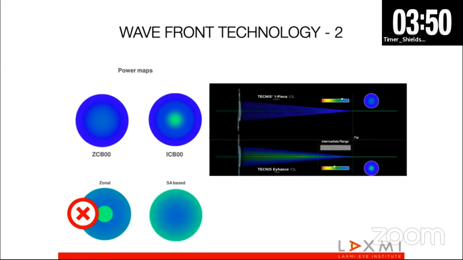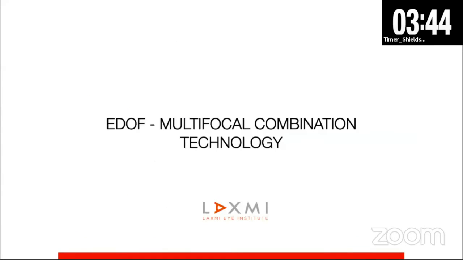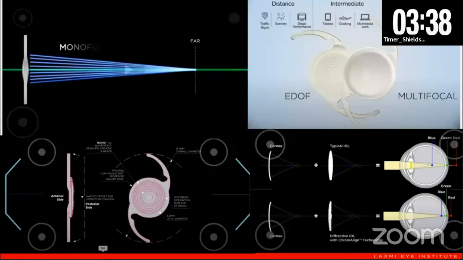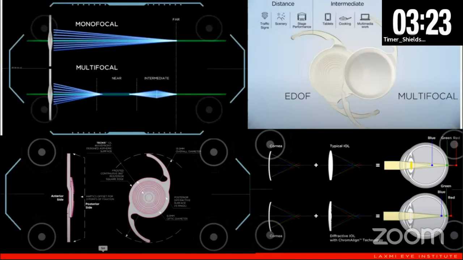The intermediate vision given by this lens is moderate and is at a much higher distance than mini-well lenses. EDOF multifocal combination technology is a breakthrough technology. Here, multifocal and diffractive EDOF lens technology is combined. That is, a Technis multifocal and Technis Symphony is combined to get a synergy lens. Here, there is a focus for distance, intermediate, and near.